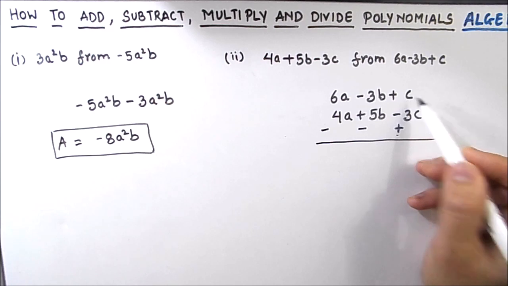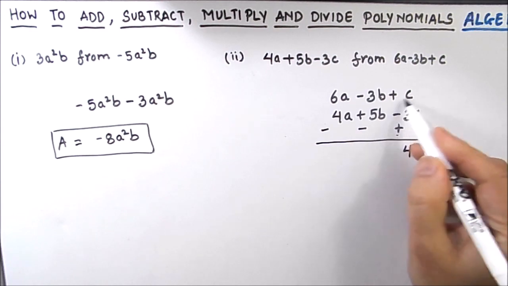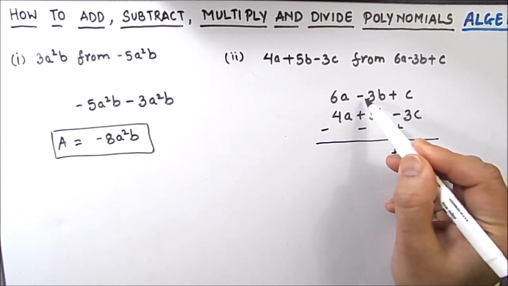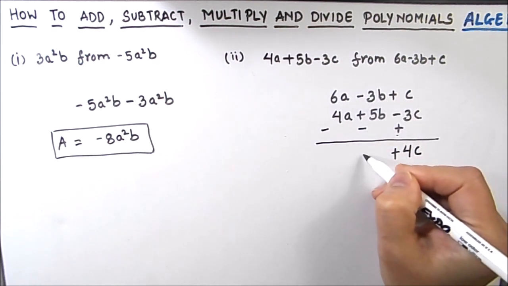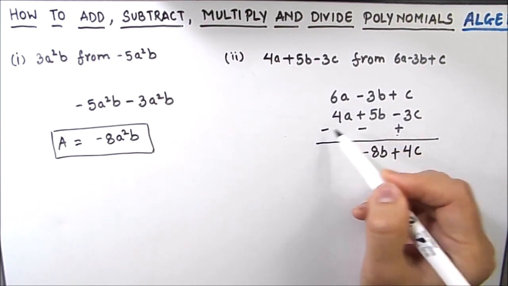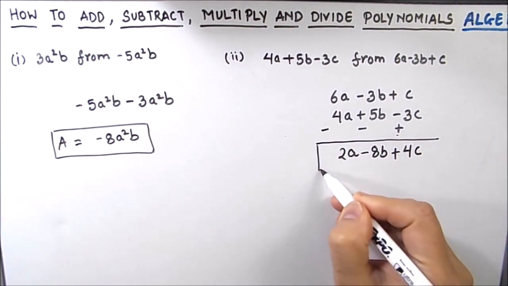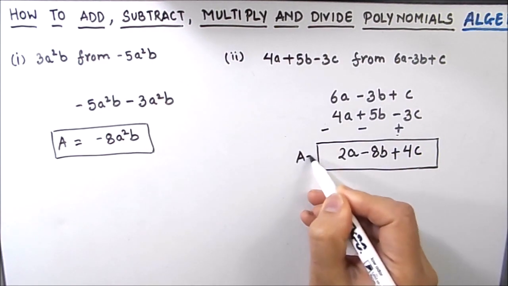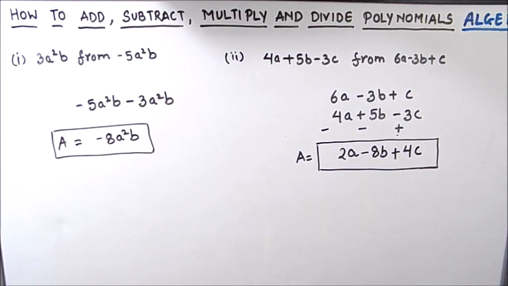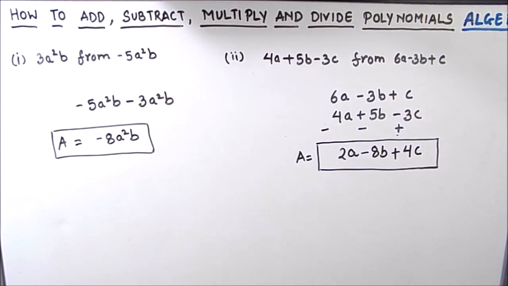So this will be plus c plus 3c. Plus c plus 3c will be 4c. Positive c and positive 3c will be positive 4c. The second column will be negative 3b and negative 5b will be negative 8b. And the third one will be plus 6a minus 4a, which will give us 2a. So this is our final answer. So for subtraction of polynomials, you can use any method, the direct method or the column method. Make sure you change the signs of the terms of the polynomials you are subtracting. This completes the subtraction of polynomials.